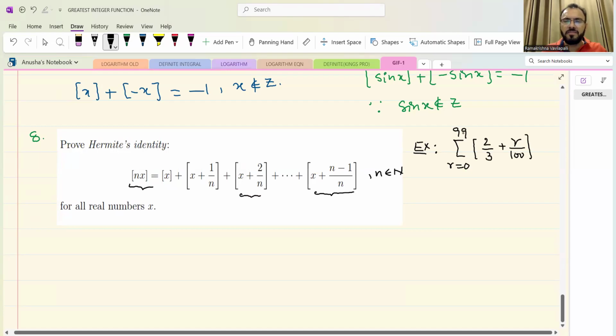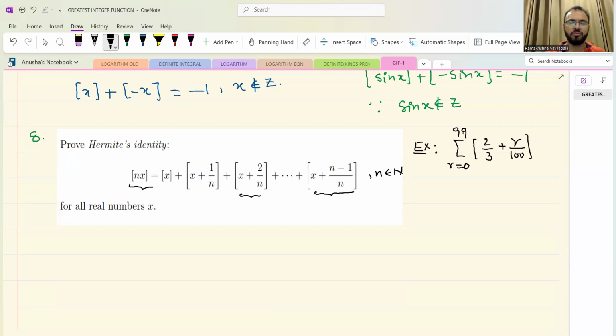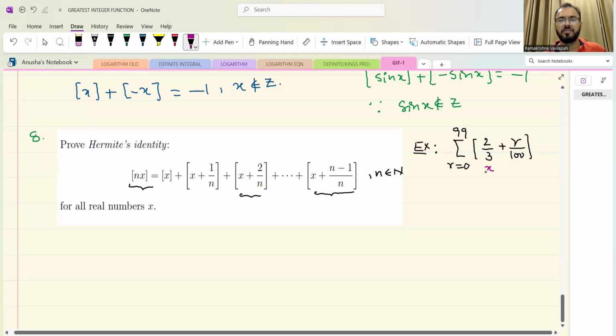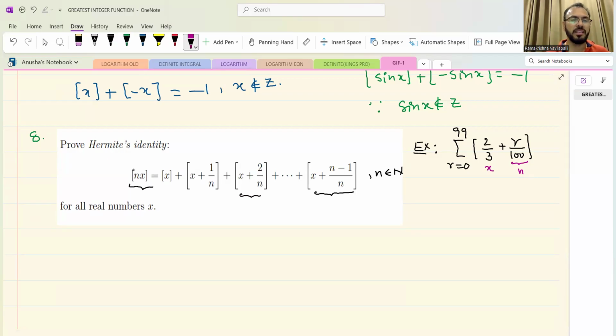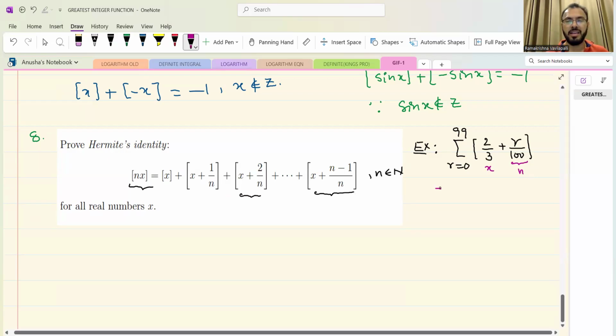This is the question. So you observe. If you can learn this identity by heart, then many questions you can do on your fingertips. Here I have given this is an x value, and this 100 is an n value. So using this identity, I can write directly the integral part of nx.